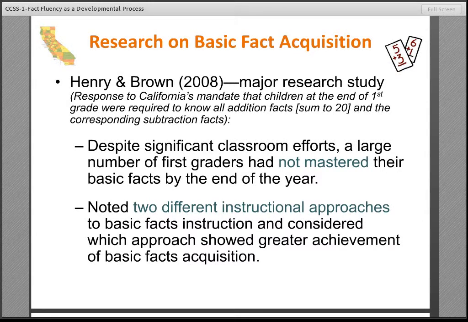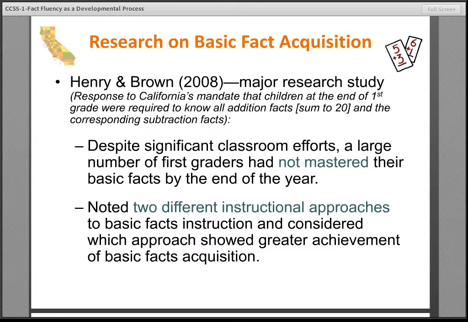Now, in the 2003-04 school year, Henry and Brown decided to investigate the teaching of basic facts in this really high-demand environment where all first-grade teachers were expected to emphasize that basic fact acquisition and to have it achieved by the end of the year.